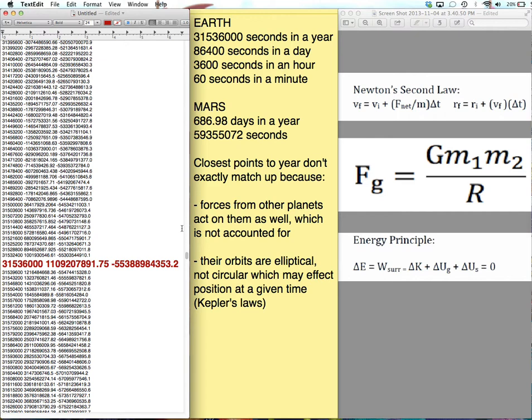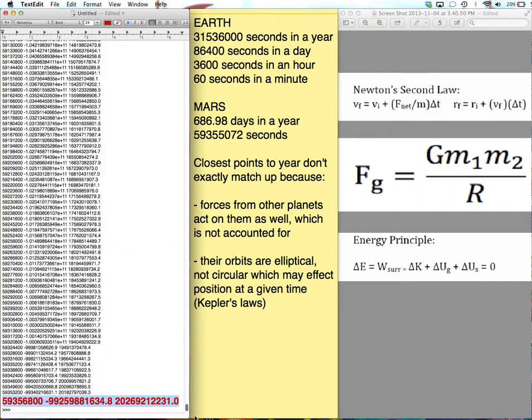Similarly, the last y position for Mars is not exactly as it was initially, and the time is off by about 1,000 seconds. Because the rest of the planets and their forces were not accounted for, and the orbits were modeled as circular instead of elliptical, this explains why the positions were slightly off. The gravitational pull from other planets would also have an effect on the net force of each planet, pulling it one way or the other.